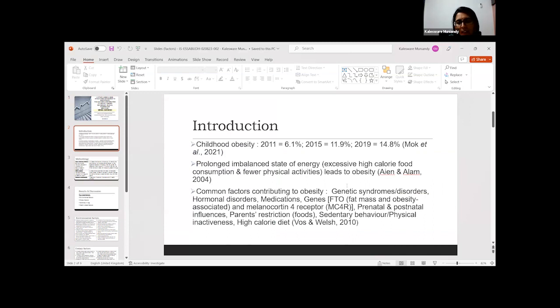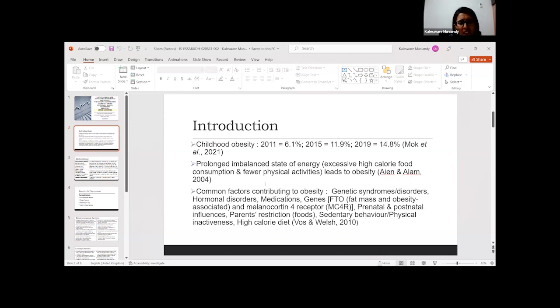So I'm going to talk about childhood obesity in depth. In 2011, the cases were just 6.1% in Malaysia. In 2015, it went up to 11.9%. And in the latest review, 2019, 14.8% childhood obesity cases in Malaysia. One of the reasons is a prolonged energy imbalance state in Malaysia, where students take excess high-calorie food and do fewer physical activities.